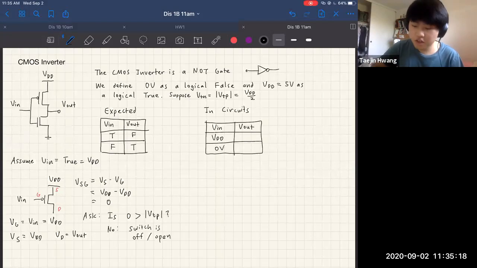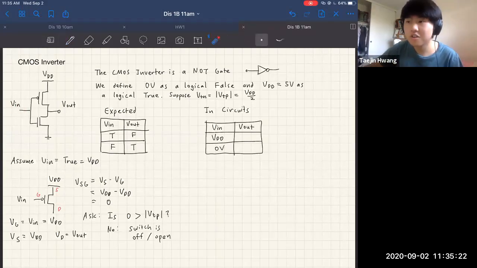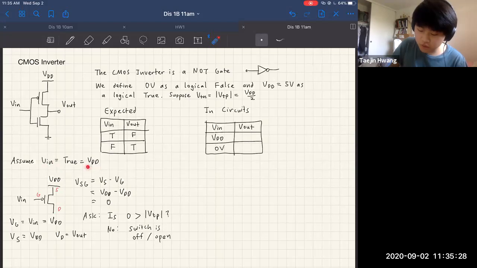Why is Vn equal to VDD? I'm just assuming it is. I'm inputting a true value into our inverter. And you could do the exact same analysis assuming Vn is equal to 0. I'm just trying to show that if Vn is equal to VDD, V out is going to be equal to 0.